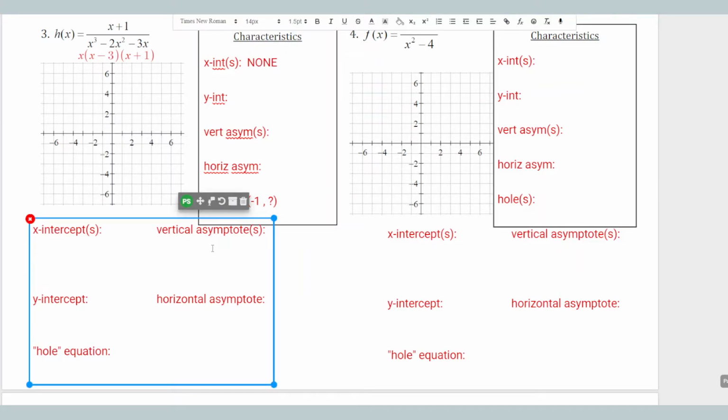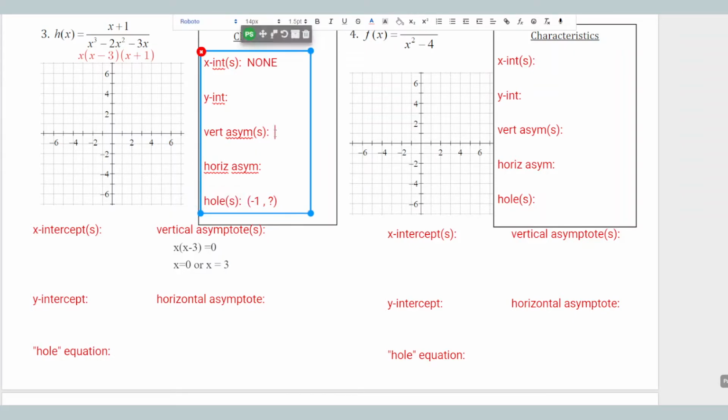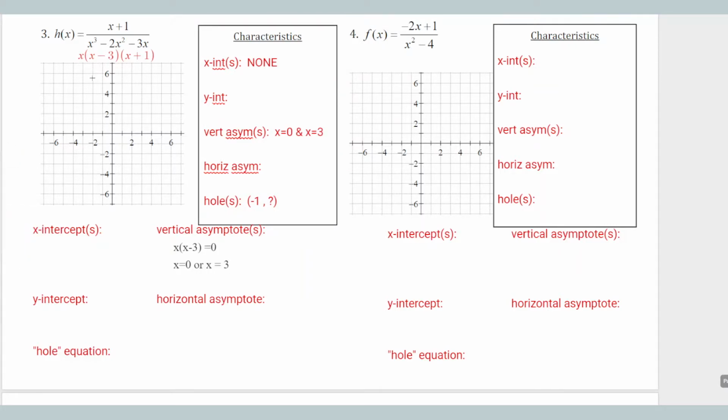Now we do need to find the vertical asymptotes, and we can set each of the factors except for x plus 1 equal to 0. So if I have x times x minus 3 equals 0, then I'm going to be left with either x equals 0 or x equals 3. So I do have 2 vertical asymptotes: x equals 0 as one and x equals 3. So I'm going to graph those with a vertical green line here like I've done with the other ones. The fact that I have a vertical asymptote here actually tells me that I'm not going to have a y-intercept either. So no x-intercept and no y-intercept. Very interesting.